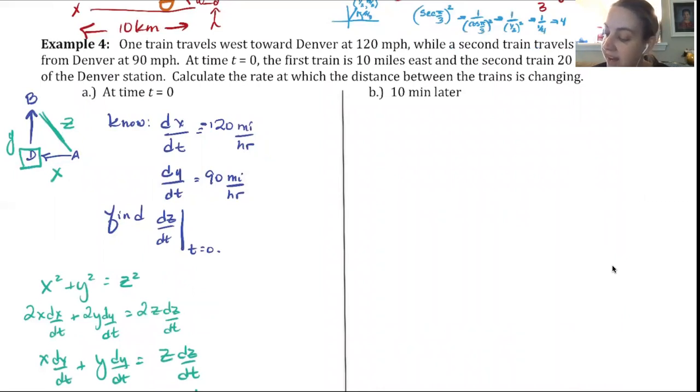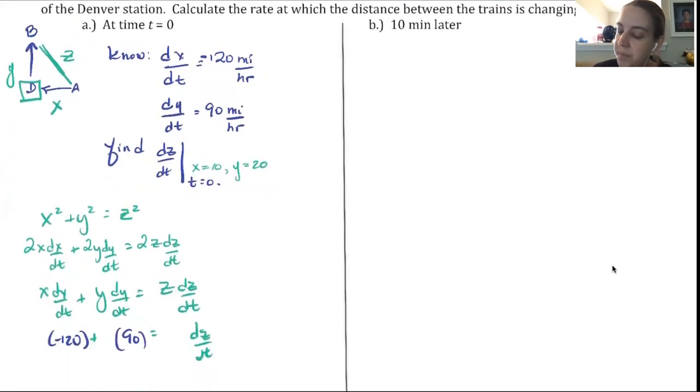When we need to find it, at time equals 0, the first train is 10 miles east, so x is equal to 10. And the second train is 20 miles north, so y is equal to 20. That's probably a good spot to put them. So x is equal to 10 and y is equal to 20. Now, I still have to figure out what z is, so you need to do a mini Pythagorean theorem problem. x is 10, y is 20, and we want to know the missing side. So that's where we're going to do the Pythagorean theorem real quick.